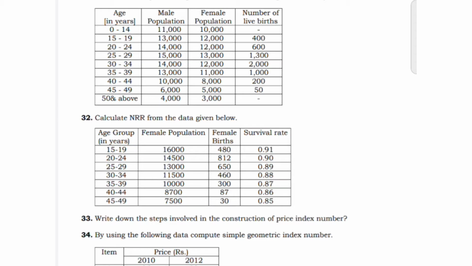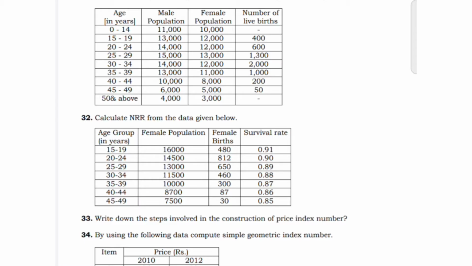What is the given data here? Age is given, and the male population, female population and number of live births are given. Number of live births, 4 columns are given. Then how to calculate this one? Then I will show you.